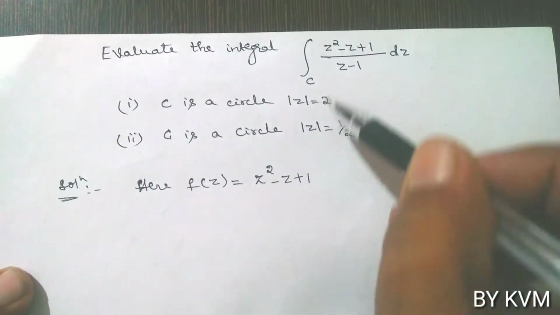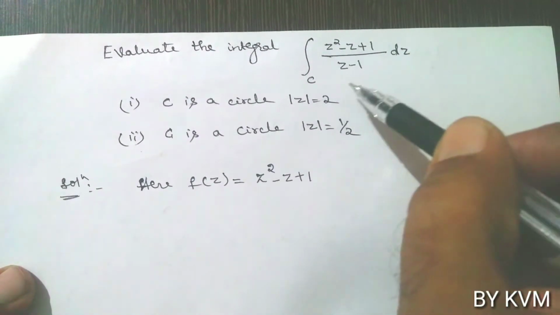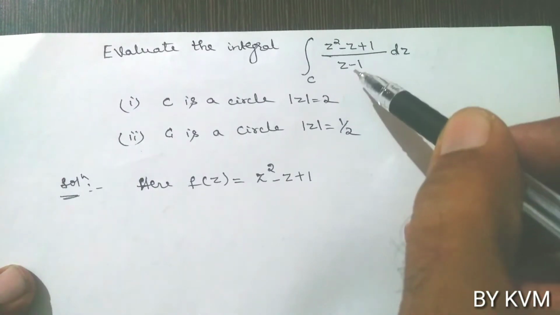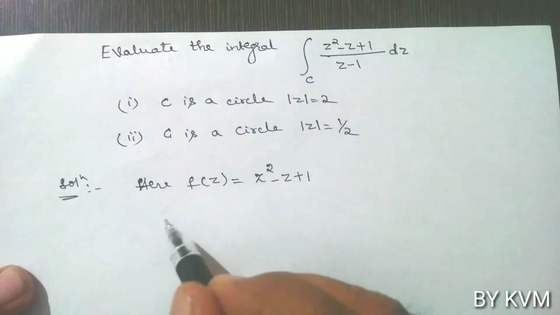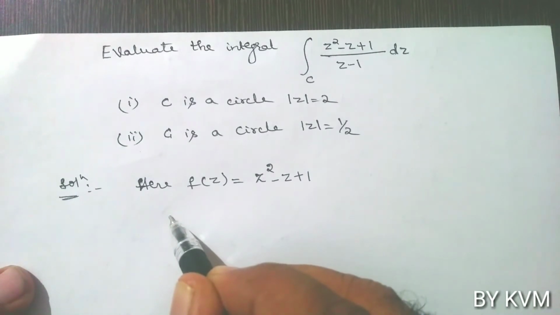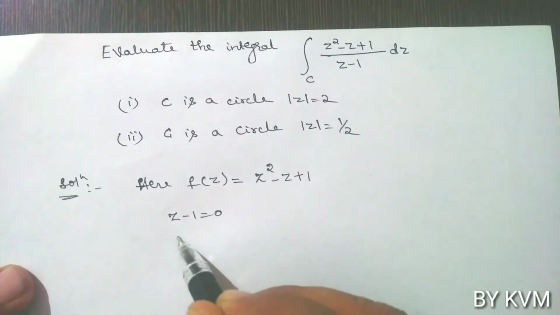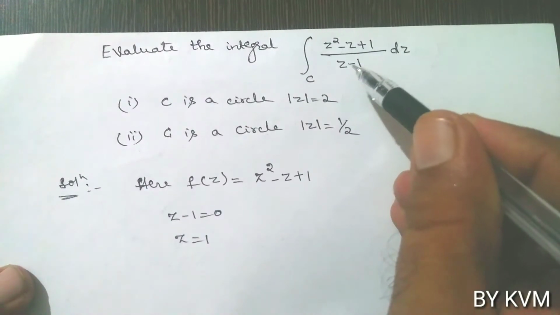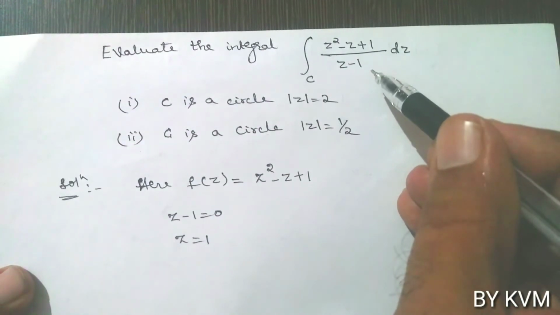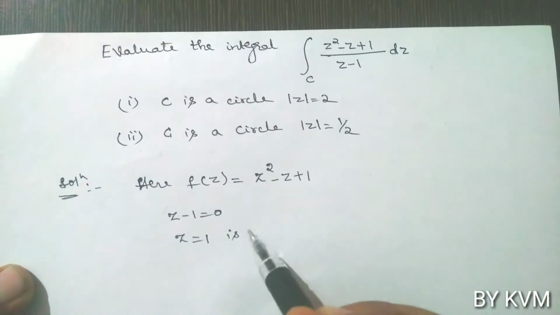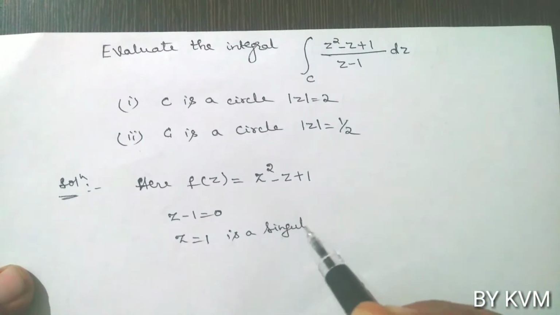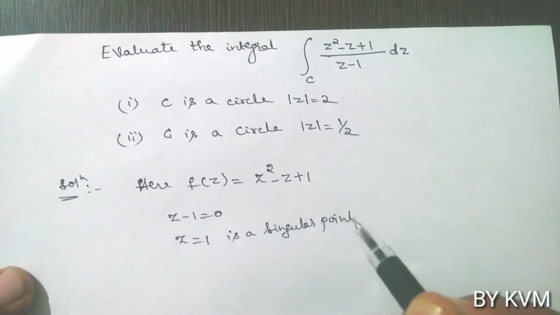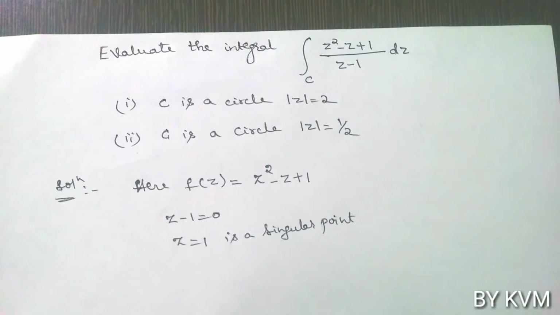To find the singular point, this function inside the integral sign becomes infinite when the denominator becomes 0. So z minus 1 equals 0. This implies z equals 1. When you put z equals 1, we get 1 minus 1, that is 0, so 1 by 0 is infinite. So z equals 1 is a singular point. Already in the previous video we have discussed the singular point.